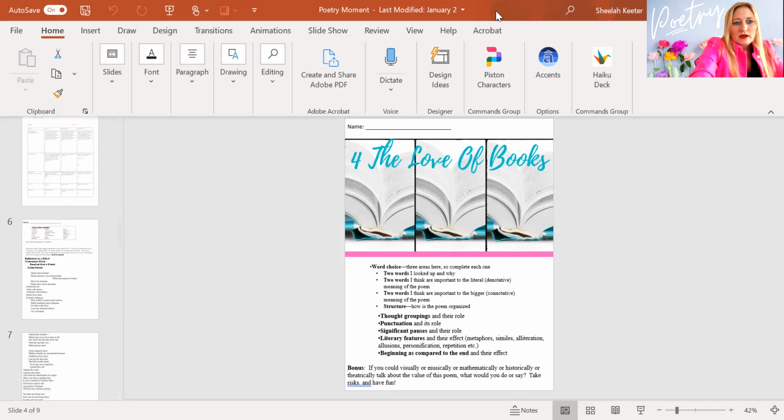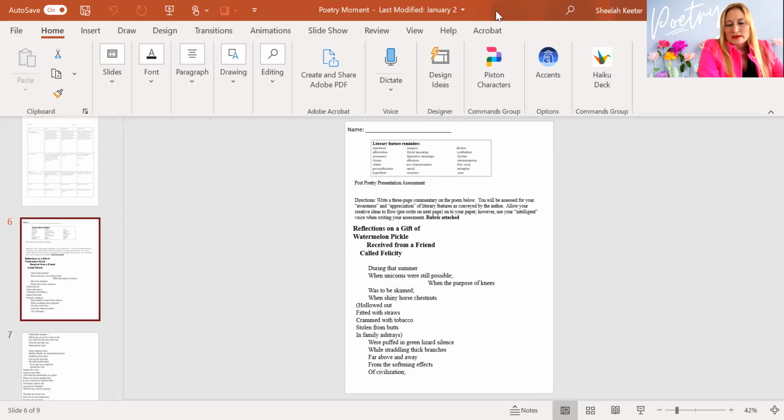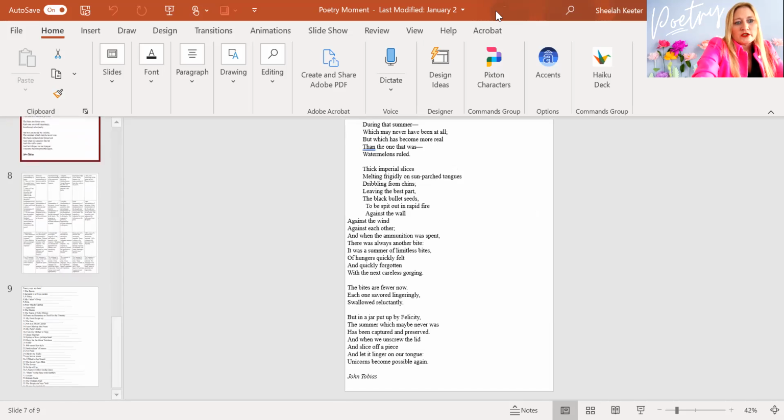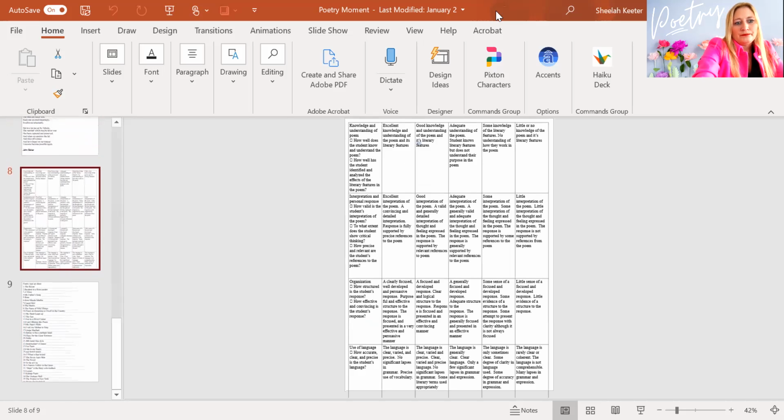After this, I do an assessment, and this is after we've watched everyone else's poems. I do an assessment on the poem Reflections on a Gift of Watermelon Pickle Received from a Friend Called Felicity. And at this point, once they've heard everyone's poems and everyone's analysis, they're very easily able to take this poem and analyze it. And they have a rubric and they know what to expect, and they do very well.